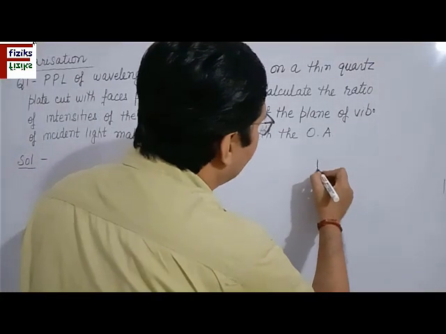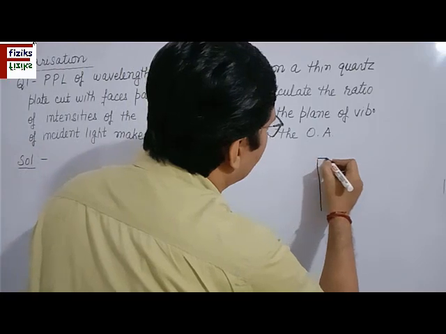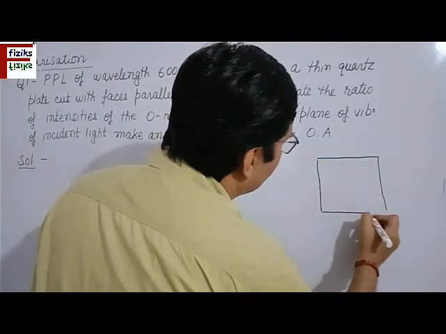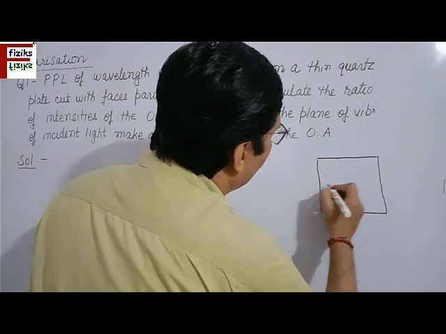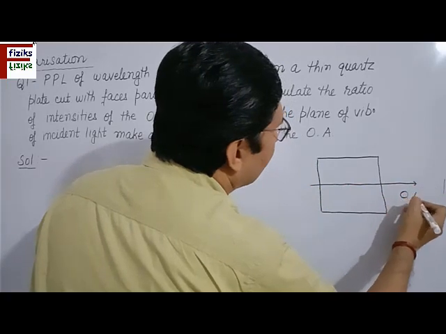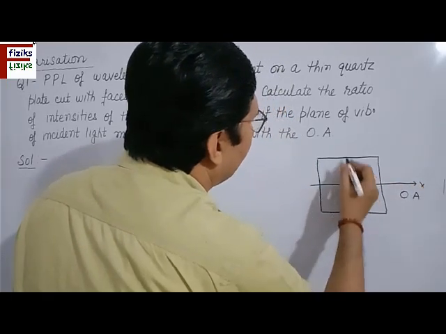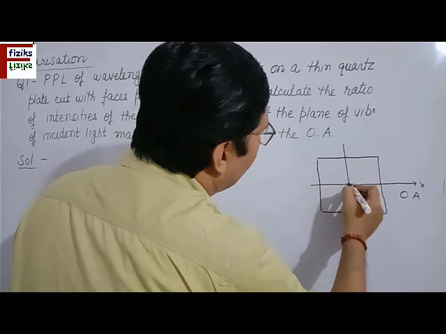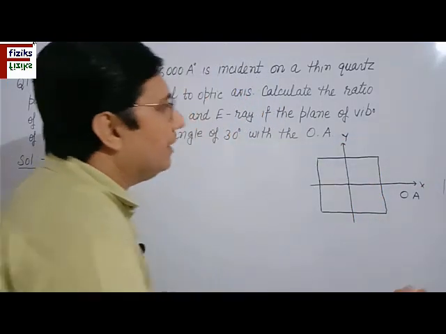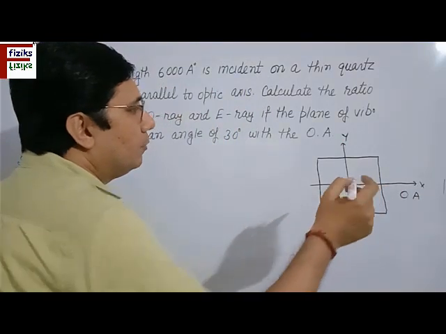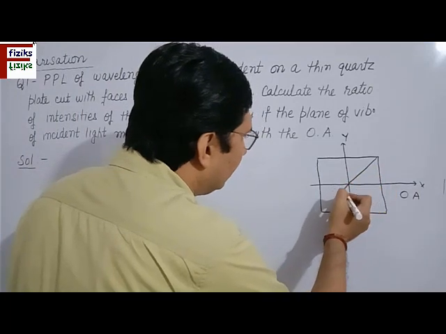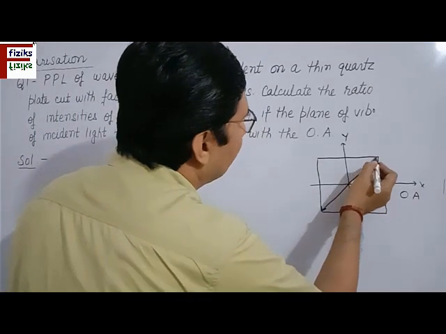So if this is the face, here I am drawing the face of doubly refracting crystal or quartz crystal. Here this is the face of the crystal, and suppose this is the optic axis, in x direction, and perpendicular to this is the y direction. Now a light that is propagating inward the board is incident on this, and its electric vector is suppose this one. The amplitude of this electric vector is suppose A.